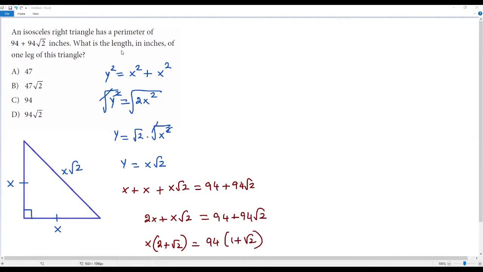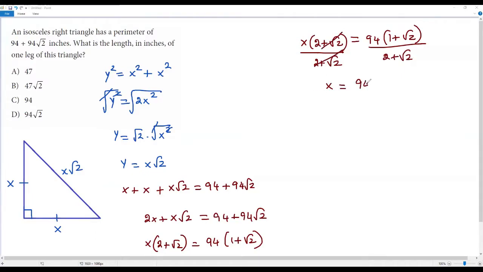Now let me write the equation: x(2 + √2) = 94(1 + √2). To solve for x, I have to divide both sides by 2 + √2. Then this will cancel out, and x = 94(1 + √2)/(2 + √2). Now I got the value of x, which represents the length of one leg of the isosceles right triangle.